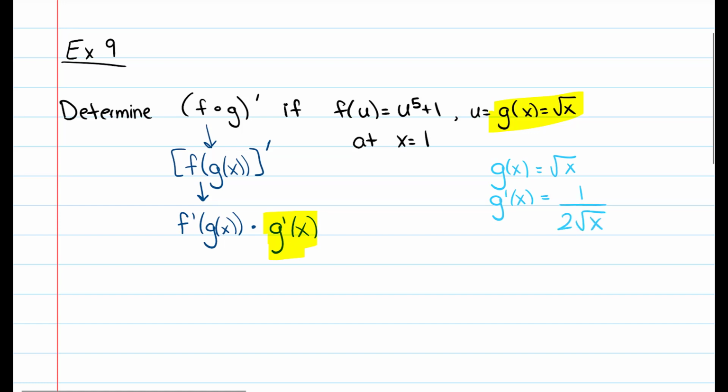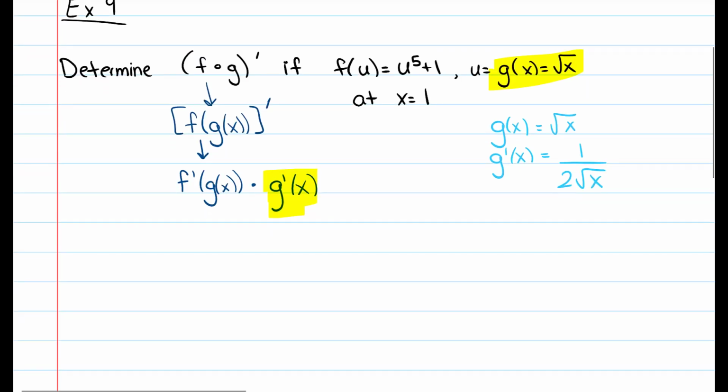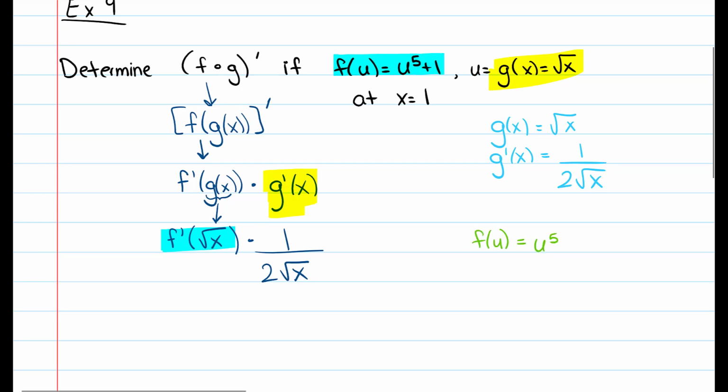And you can combine this by doing the power rule on x to the 1/2 and moving it down. So by substituting what I know, I get this as f prime of, and g of x is the square root of x, so this piece goes here, times 1 over 2 square root of x. So now I need f prime of the square root of x. So I have f of u as this, so I'm going to write f of u is equal to u to the 5th plus 1, so f prime of u is just 5u to the 4th.